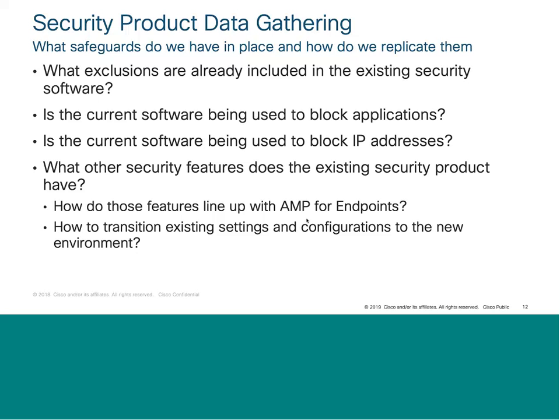What information can I take from that may be applicable to AMP for endpoints, and how do I pull that information out and get it documented in a way that's functional and usable to our team when we go to perform a deployment?